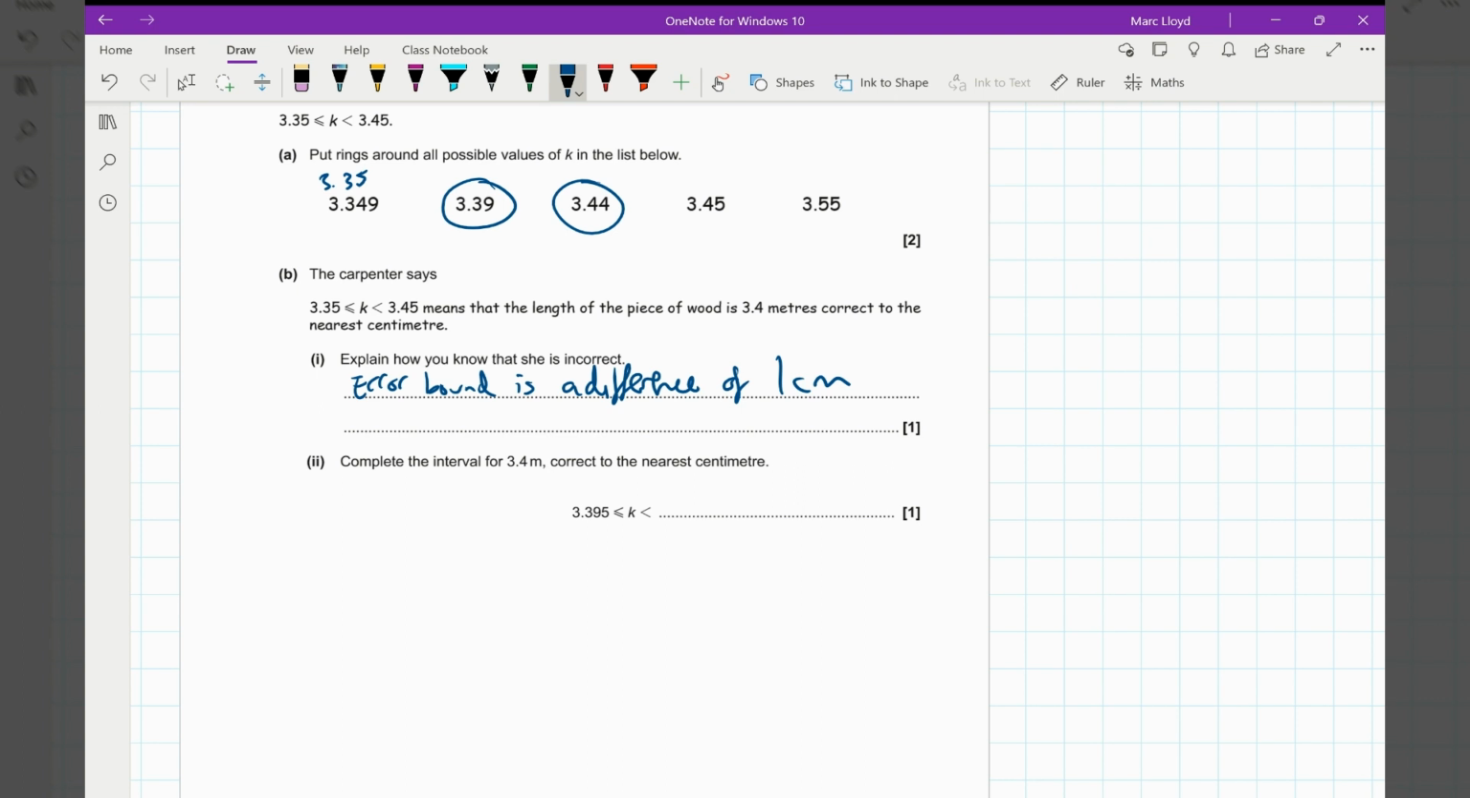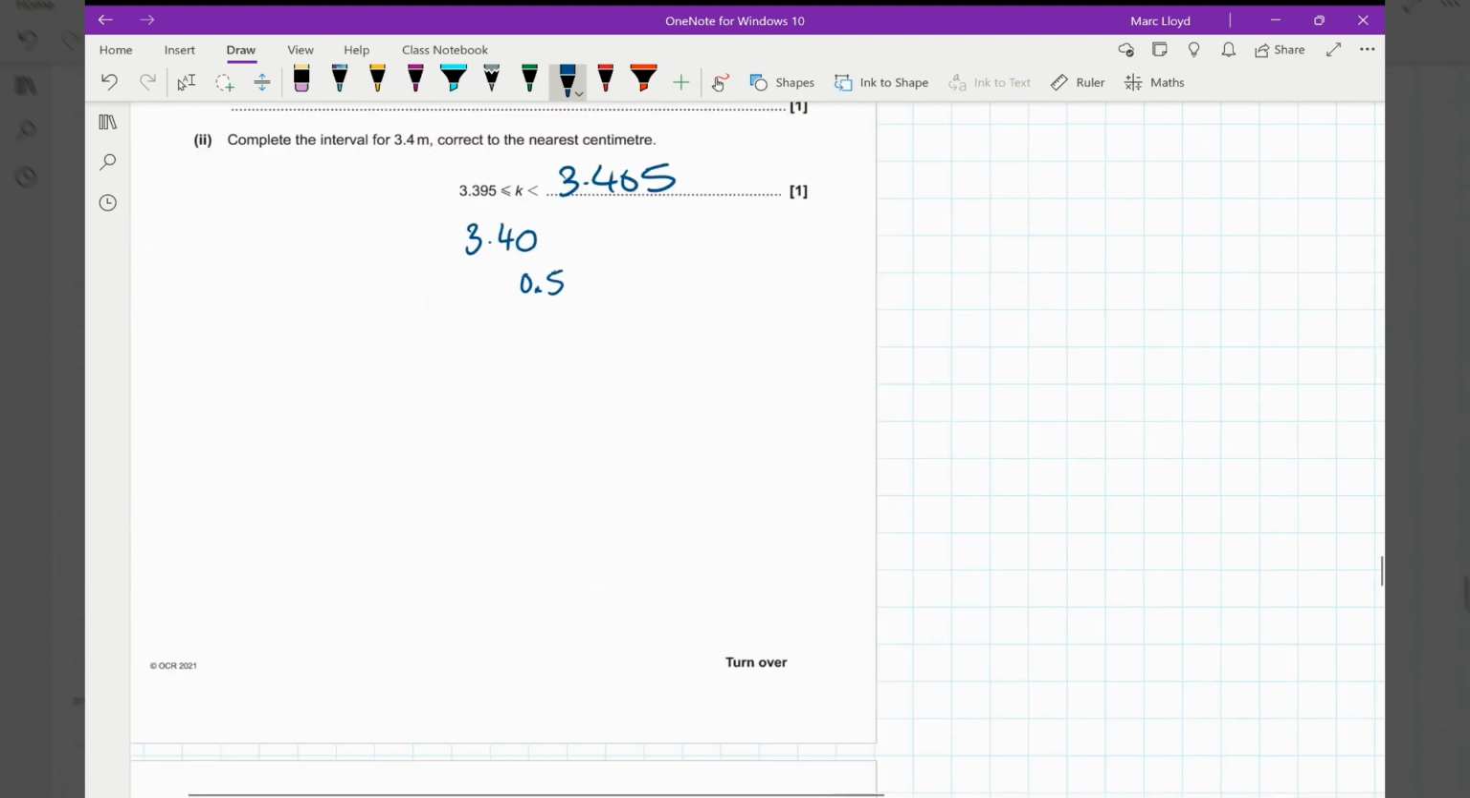So, let me look at that. 3.4 metres. This value here is centimetres. Half of a centimetre is going to be 0.5 there. So that's 0.5. So we add that on. So 3.405. Question 18 done.